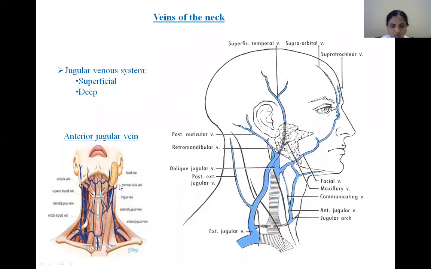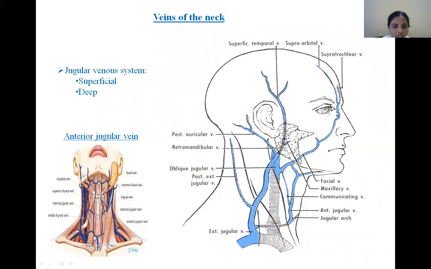Coming to the anterior jugular vein. The veins from the submandibular region are all drained by a single vein, which is known as the anterior jugular vein. This anterior jugular vein ends at the medial end of the clavicle, where it drains into the external jugular vein.